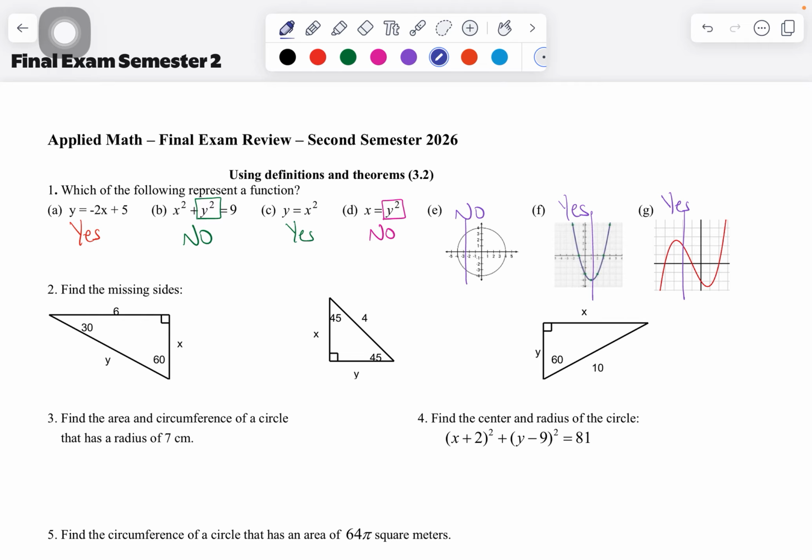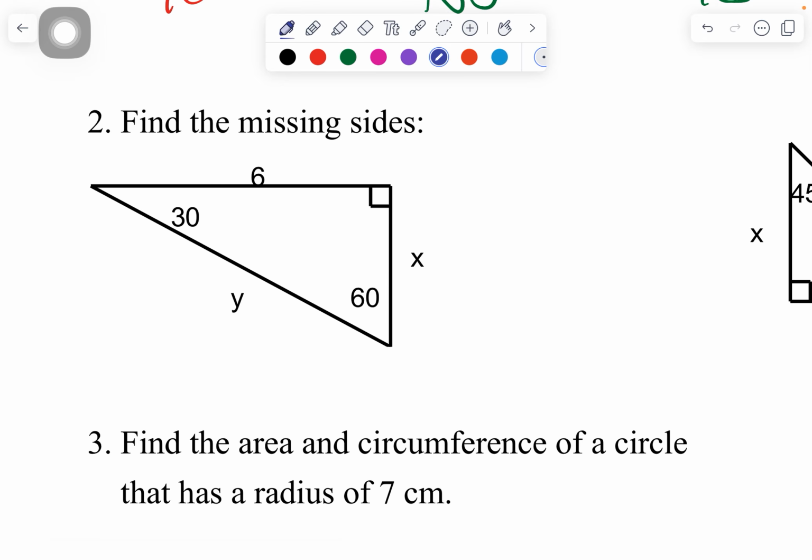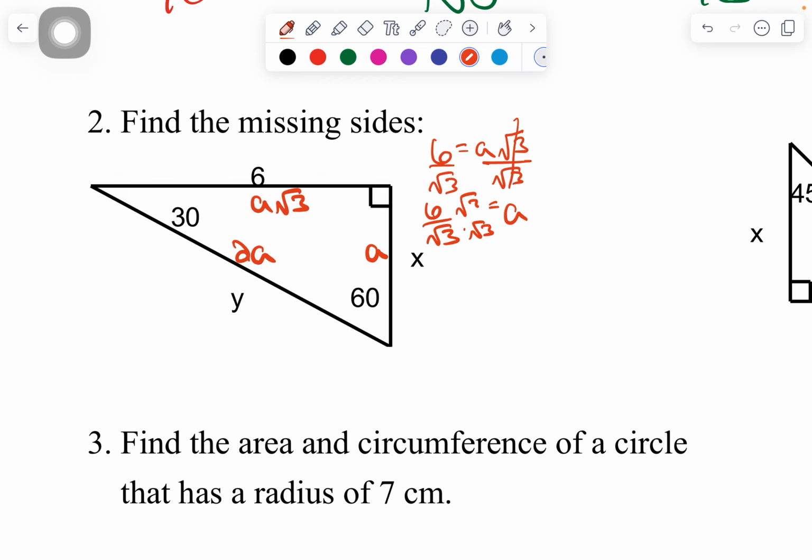All right, question number 2, find the missing sides. The 3 triangles here are all the special right triangles. So for a 30, 60, 90, I already have the letter X here, so I'm not going to use that again. So I'm going to go A for the shortest side, that's opposite 30. The hypotenuse is 2A, and then A root 3 for the side opposite the 60. This is the one we know, so that's the one I'm going to make a little equation about. So 6 is equal to A times root 3. Divide both sides by root 3. You're going to get A is equal to 6 over root 3. Rationalize it.